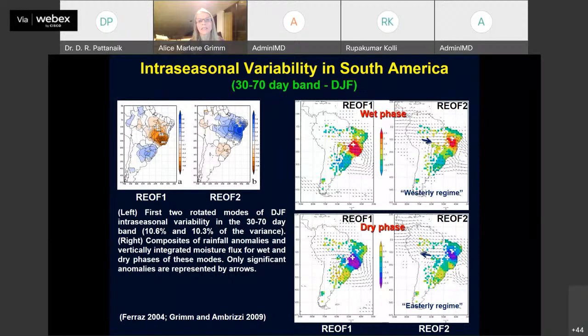And here in this 30 to 70 day band, this is the first mode, and this is the second mode. This second mode is connected with equatorial circulation, either a westerly or easterly regime for wet and dry phases, whereas this mode here is connected with extratropical perturbation.